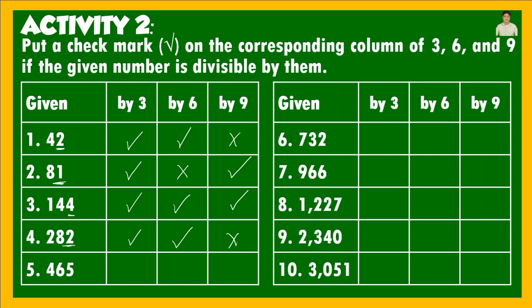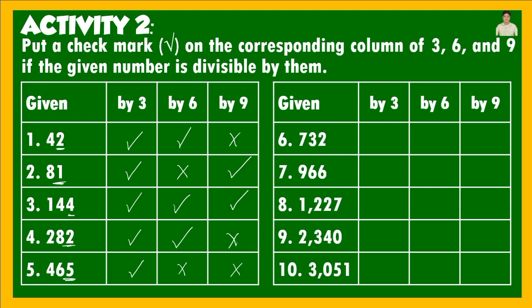465. 4 plus 6, we have 10, plus 5, 15. And 15 is divisible by 3. Divisible by 6? Since yung last digit niya is 5, it is not an even number. It is not divisible by 6. And then yung sum niya is 15, and 15 is not divisible by 9. So therefore, 465 is not divisible by 9.